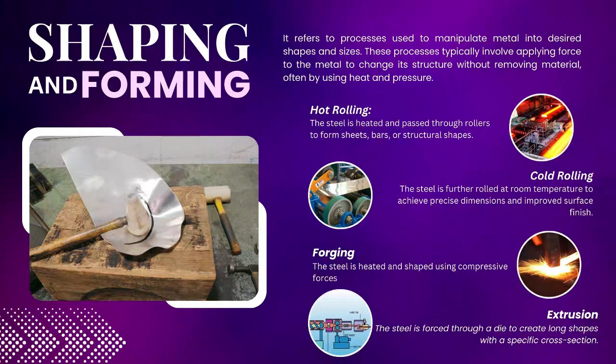Forging. The steel is heated and shaped using compressive forces. So, forging is a process where metal is shaped by compressive forces using hammers or presses, enhancing its strength and durability. And the last one is extrusion. The steel is forced through a die to create long shapes with a specific cross section.